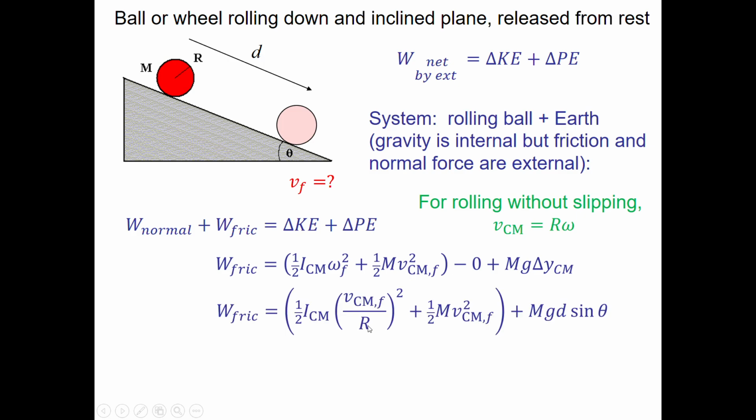When I do that down in this relationship here, I just replace my omega final with v center of mass final divided by r. And I replaced, oh, I see a mistake here, delta y center of mass. There should be a minus sign right here. This should be negative because delta y center of mass is negative. There's a mistake right there. No worries, just imagine a minus sign right there.